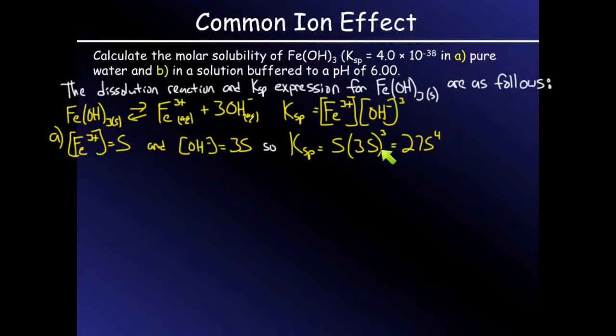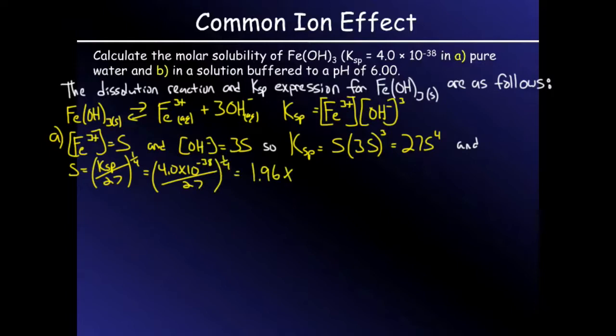So we can use this expression to solve for the molar solubility in pure water. We end up getting 27s to the 4th. Rearranging that equation to solve for molar solubility, given the KSP value of 4.0 times 10 to the negative 38, gives us a molar solubility of 1.96 times 10 to the negative 10.